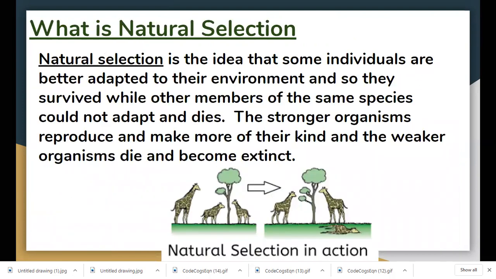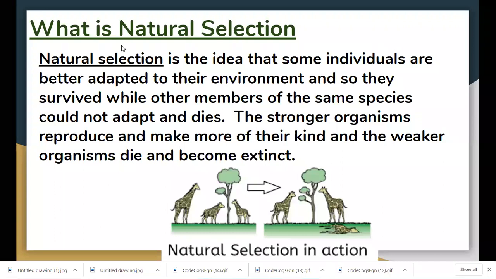What is natural selection? It is the idea that some individuals are better adapted to their environments, and so they survived while other members of the same species could not adapt and died. The stronger organisms reproduce and make more of their kind, and the weaker organisms die and become extinct. So you can see in that picture, the giraffes that are too short can't eat the food, so they die, and the taller giraffes live and they reproduce and make more tall giraffes. Okay, let's move on.